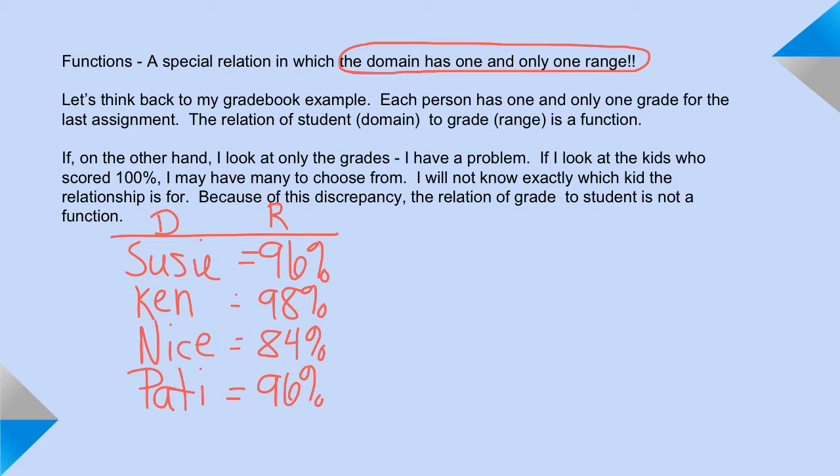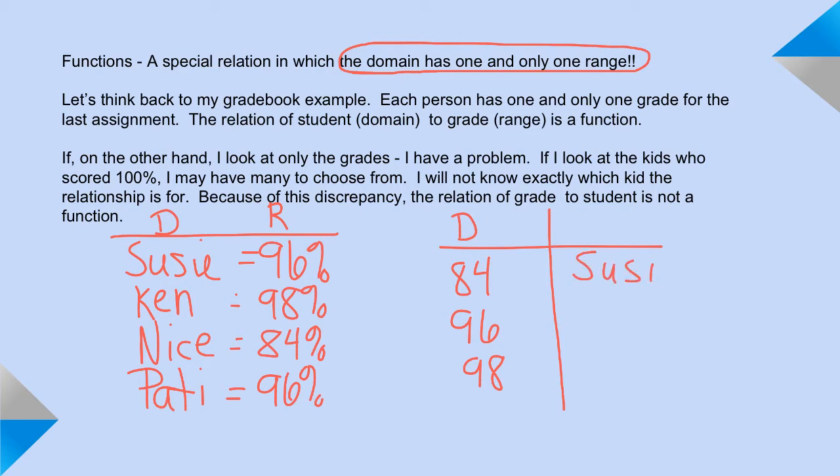But let's switch it around. Let's say the domain are the grades. In this case, something bad's going to happen. So I had an 84%, I had a 96%, and I had a 98%. And those grades belong to Susie and Ken and Nice Ned. I forgot to write his name. I just called him Nice, and Patty.